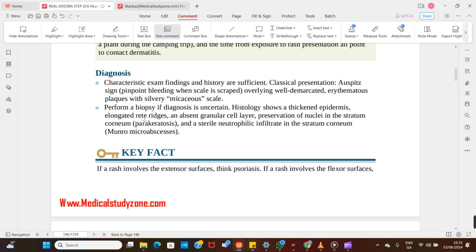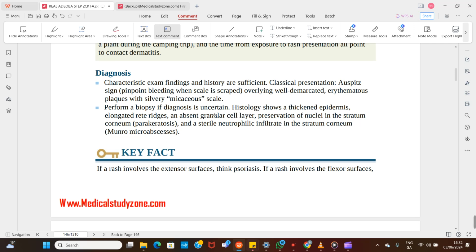There's elongation of the rete ridges. There's preservation of the nuclei in the stratum corneum, which is the parakeratosis. And lastly is your Munro microabscesses, which is neutrophilic infiltrate in the stratum corneum. In lichen planus, we have infiltrate within the dermo-epidermal junction. Those are the salient differences. But in psoriasis, you have neutrophilic infiltrate in the stratum corneum, and we call that the Munro microabscesses.